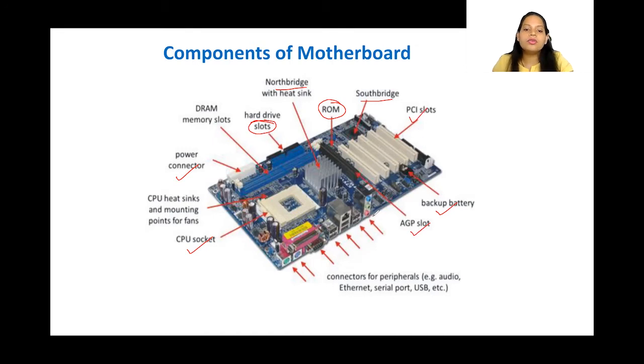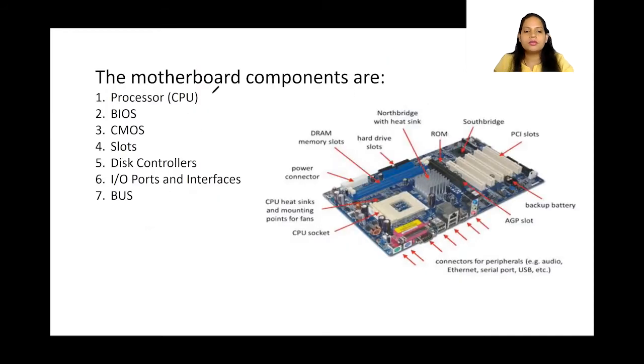We are going to see all this in detail. As of now, you can have a look at this. This is how a motherboard usually looks. It will have many ports and many slots, something like this. It is basically a circuit board through which all the components of a computer are connected. Here, these are the components of the motherboard: processor, BIOS, CMOS, slots, disk controller, input/output ports and interfaces, and also bus.